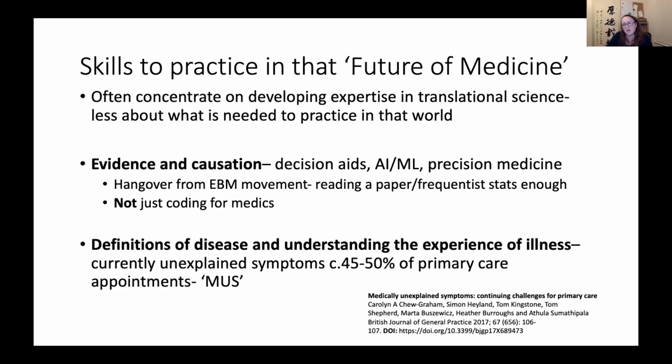To me, the big issues that are going to be the skills that we need to give our new doctors are around evidence and causation. You read a lot of things about coding for medics. It's really useful if you're a researcher doing quantitative work to know how to use Python or R. But it's a kind of hangover from EBM that we assume that doctors are able to weigh up evidence and causation if they can read a paper, they know about frequentist stats. That seems to me to be extremely obvious if you're working with novel decision aids or you're working with machine learning.